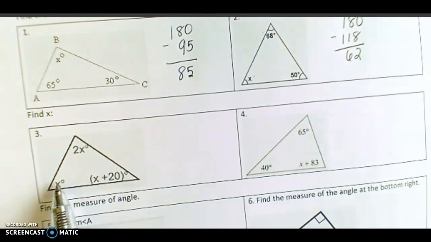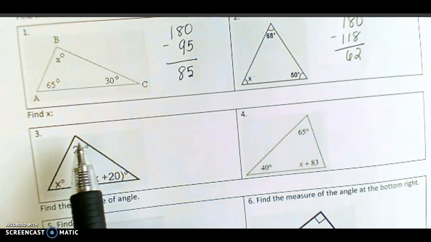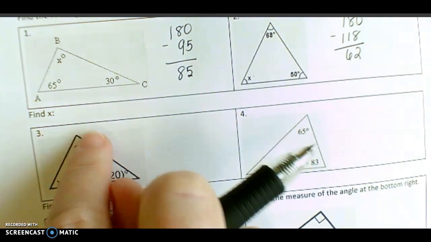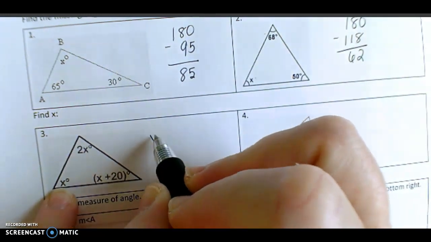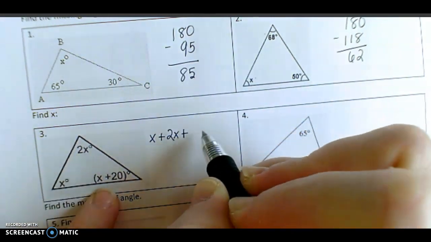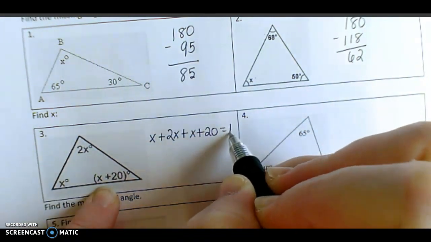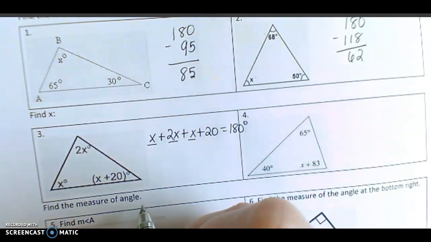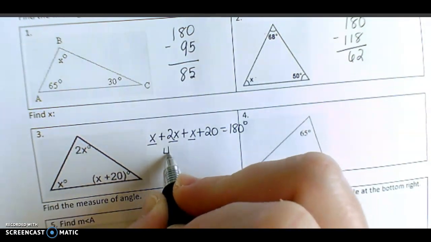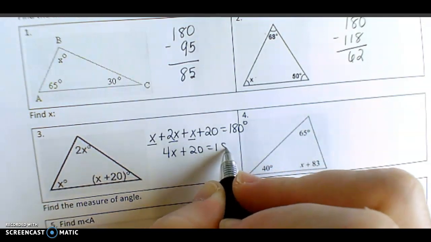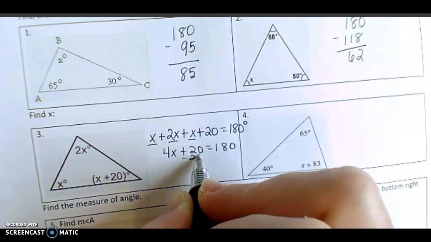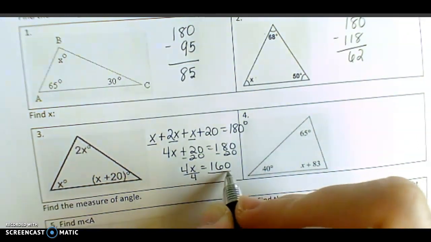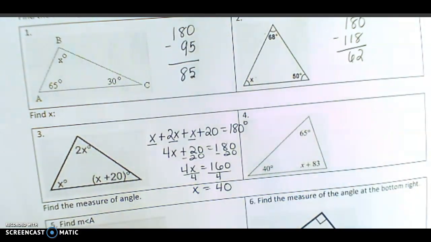Alright, so now if I want to figure out what x is in the angle, what you do is add those together and set them equal to 180, because I know that all 3 angles in a triangle still add to equal 180. So I'm going to add them all together: x plus 2x plus x plus 20. Set that equal to 180. I'm going to combine all the x's and leave alone the number. So there's 2, 3, 4 of them. I'm trying to get x by itself, so I want to subtract 20. And then I want to divide by 4, so x is 40.